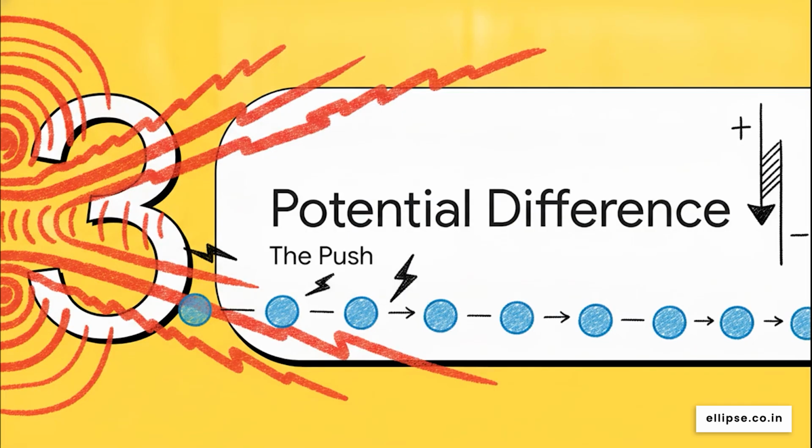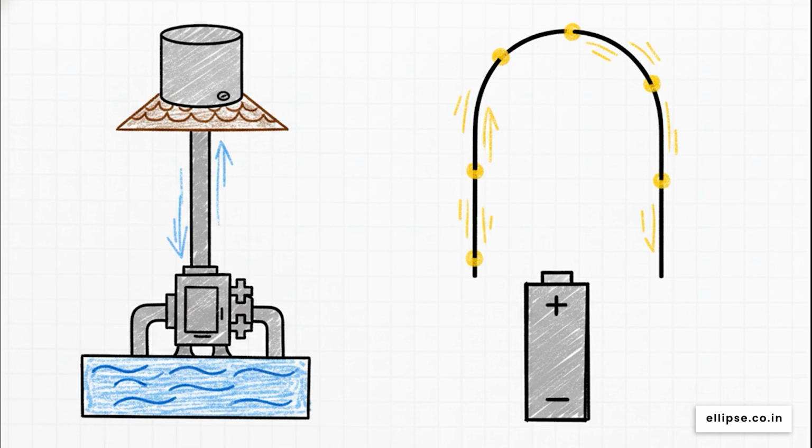So we know what moves, those free electrons, but what actually pushes them to start moving in the first place? Think of it this way. Imagine you have a liter of water sitting on the ground floor, and you need to get it all the way up to a rooftop water tank.